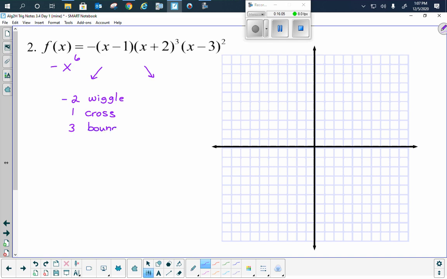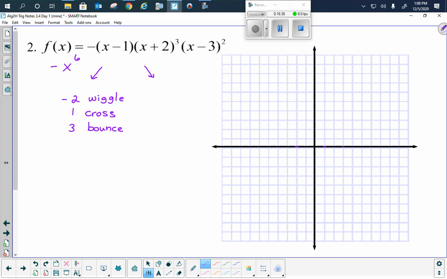And guys, also don't think that all of them have to be included. It doesn't have to include a bounce, wiggle, and a cross, ever. Likewise, you could have more than one. You could have multiple of these. I just want to make sure you're not making that assumption. So notice, based on the arrows, I've got to do a wiggle through -2. So at -2, I'm just going to put a little flat dash to remind myself. Something through 1 and something at 3.